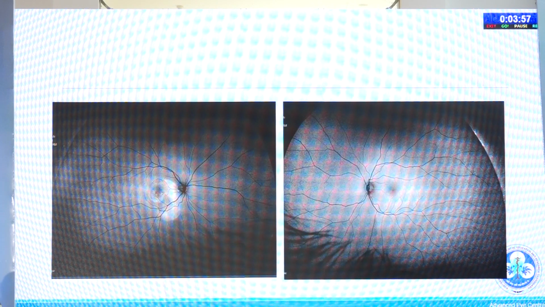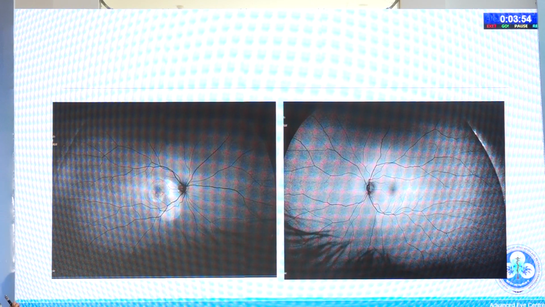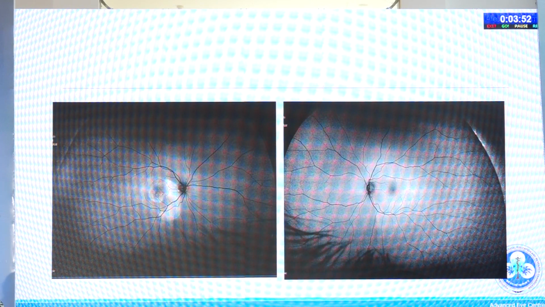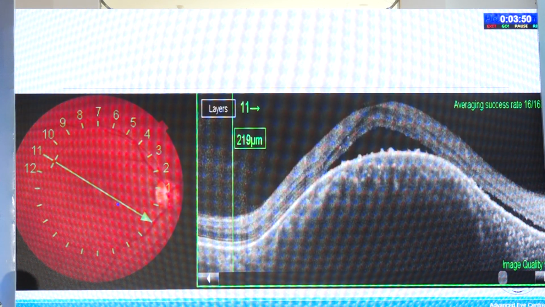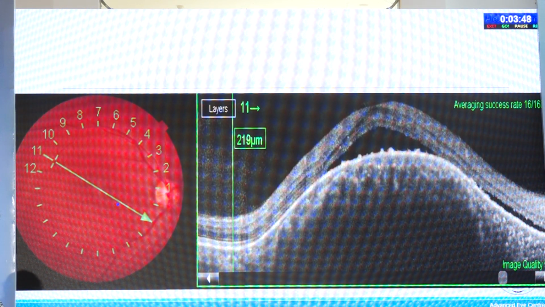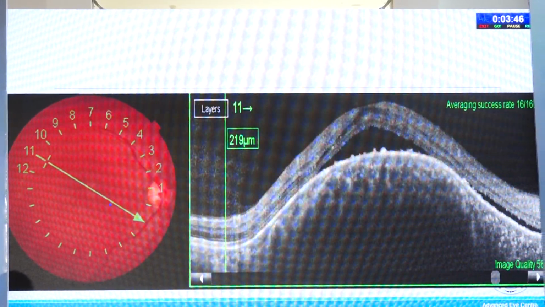The other eye was normal. This is the autofluorescence where we have good evidence of a lot of changes going on in the right eye. So we do the OCT scan. Again, there is a huge elevation of the RPE-choroid complex with subretinal fluid.